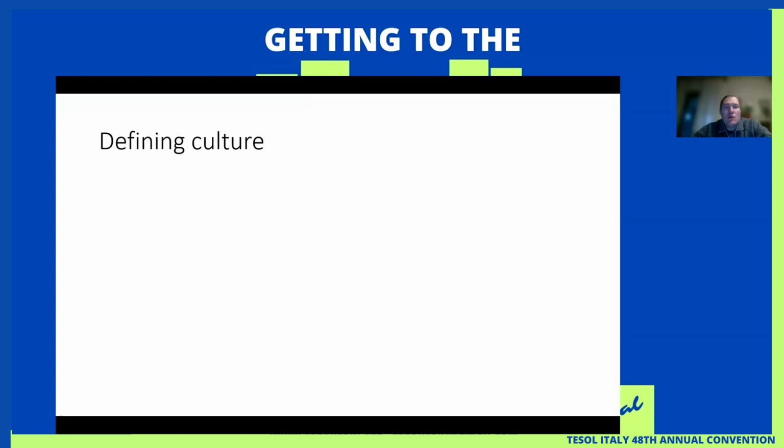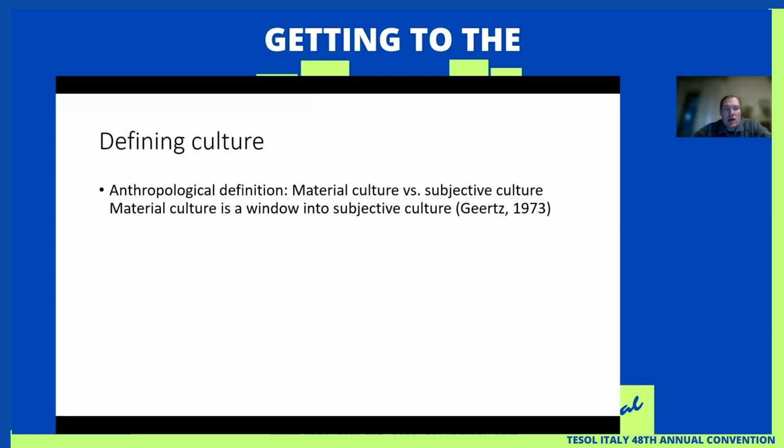It's also important to define what I mean by culture in this context. So I am adopting an anthropological definition of culture, whereby we distinguish between subjective culture and material culture. Material culture would be all of the sort of physical manifestations of culture that we see in the real world, such as architecture, works of art, anything that is material, anything that can become an artifact is material culture. But subjective culture is more about the subjective reality of individuals and groups of people. And material culture can be a window into subjective culture.